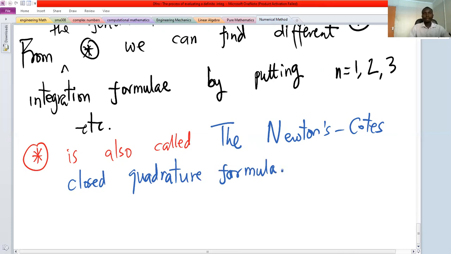So in the next session, we will derive the trapezoidal rule based on this formula star when we put n equals 1. So please watch the next session for the derivation of the trapezoidal rule.